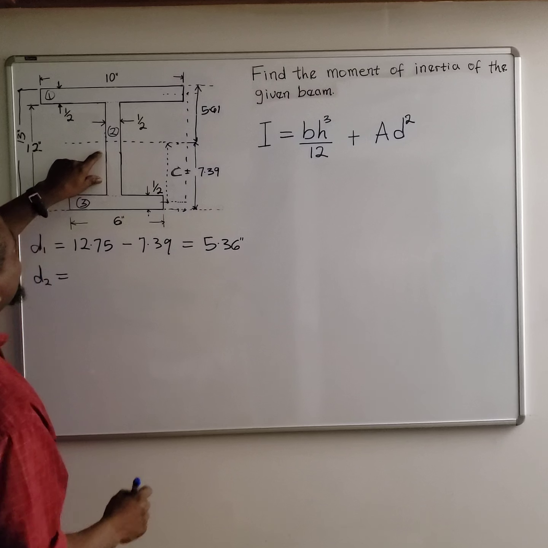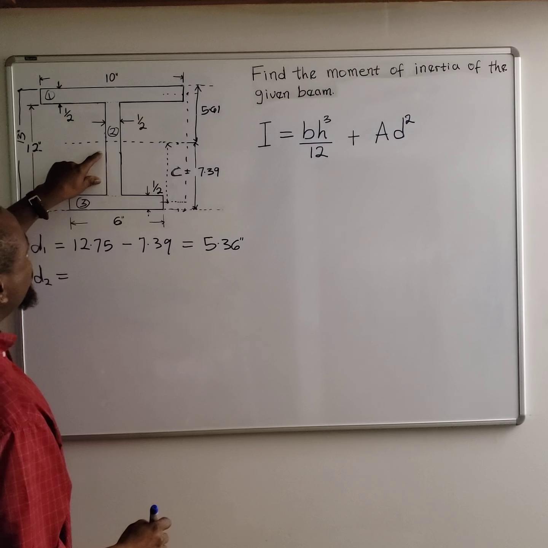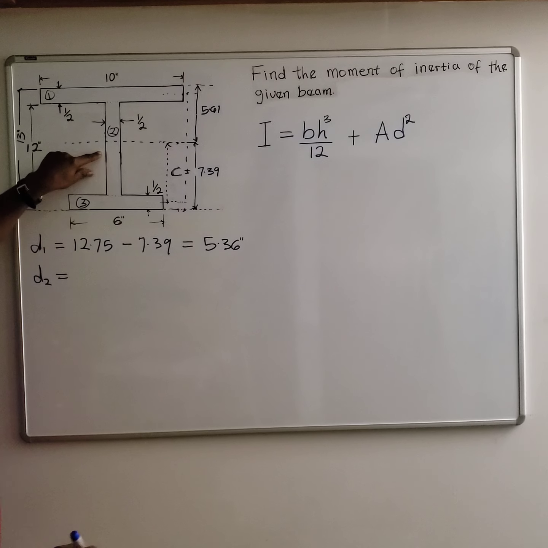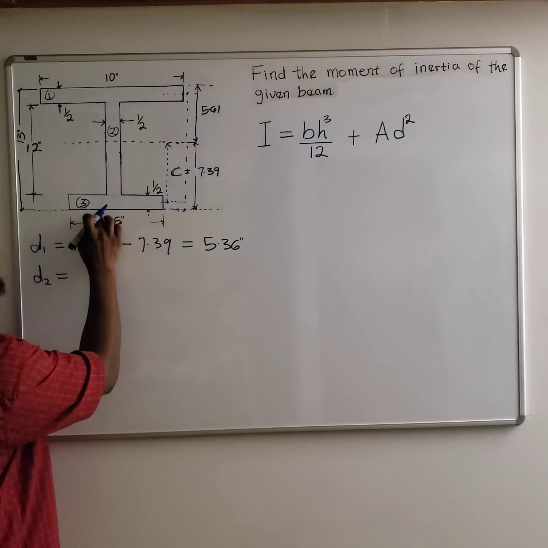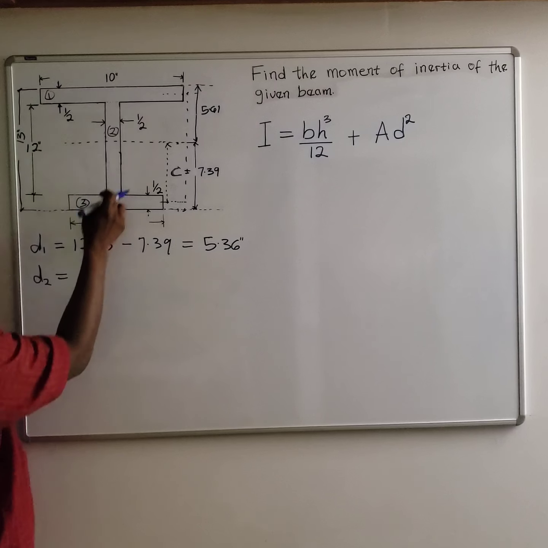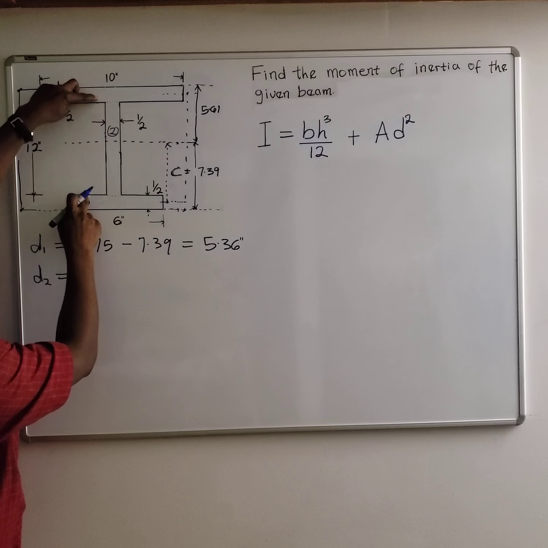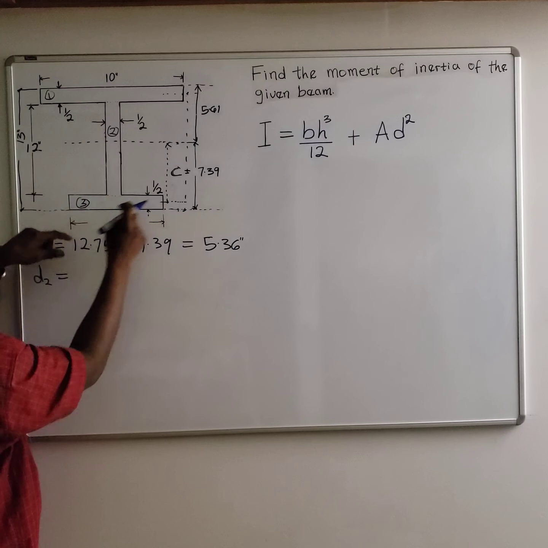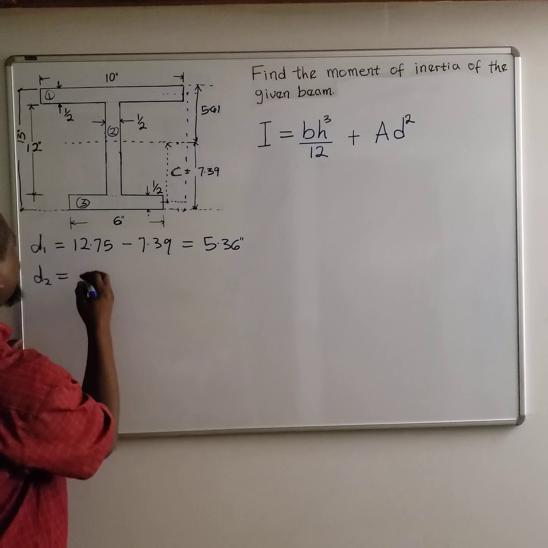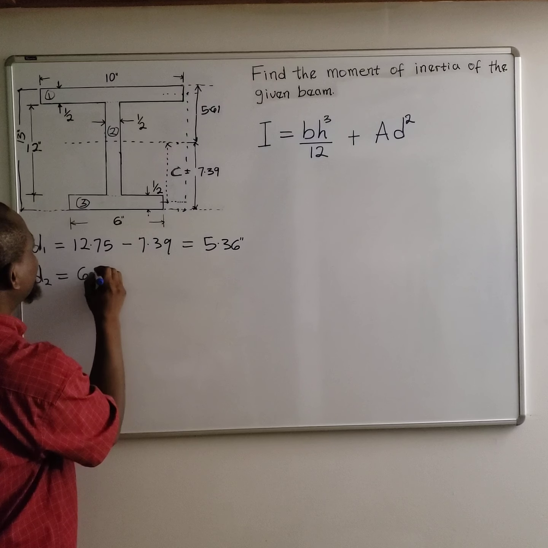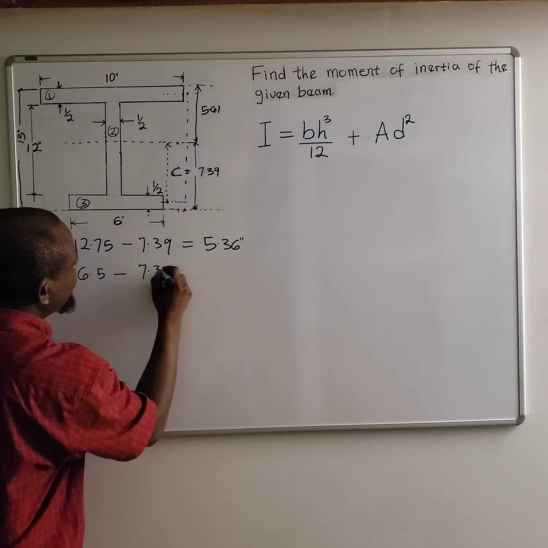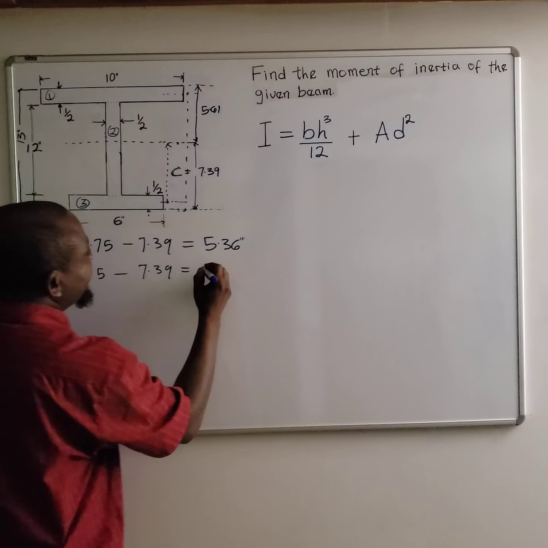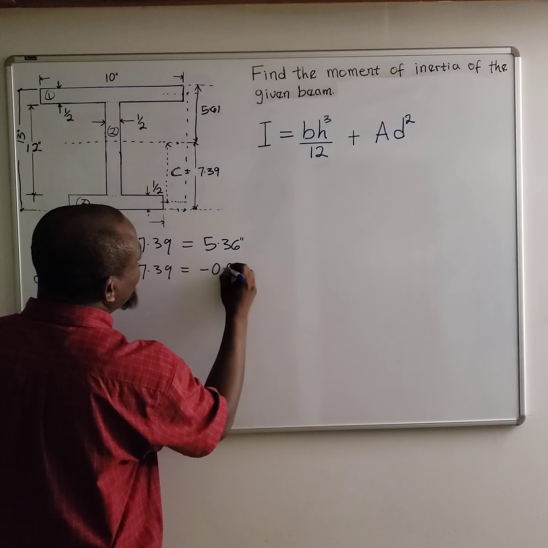All right. For our D2, that's this shape here, the second rectangle. The centroid of this shape from this bottom is 12 inches divided by 2, that's 6, plus this ½ inch, that is 6.5. So that was 6.5 minus this 7.39. You are going to have a negative 0.89.